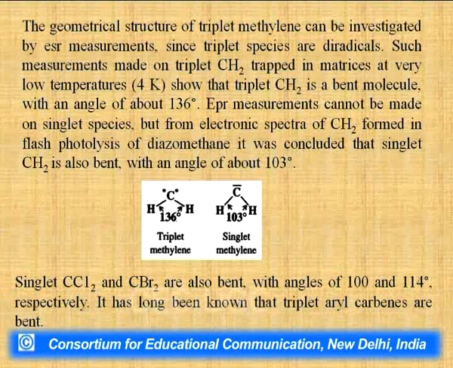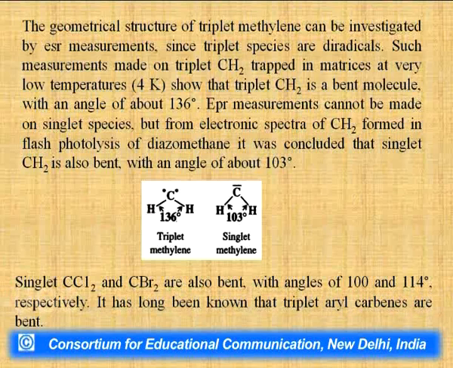Since triplet species are diradicals, in triplet carbenes there are 2 electrons, but the spins of the electrons are parallel. Such measurements are made on the triplet CH2 trapped in matrices at very low temperature. So, only triplet carbene can be investigated by ESR measurement, which is the fundamental concept of ESR. EPR measurements cannot be made on singlet species, but from the electronic spectra... So, what do we have to do for singlet?